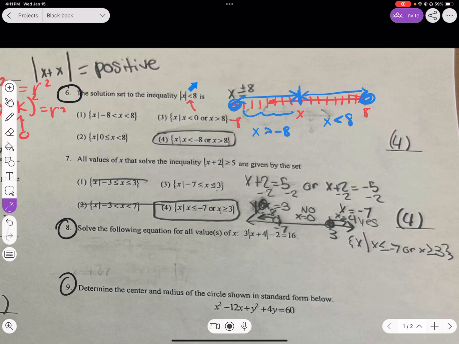Less than -8 would put me out here like -10, -15, -20. I don't want to be that far away. I want to be less than 8 units away. Okay, so x is greater than -8.